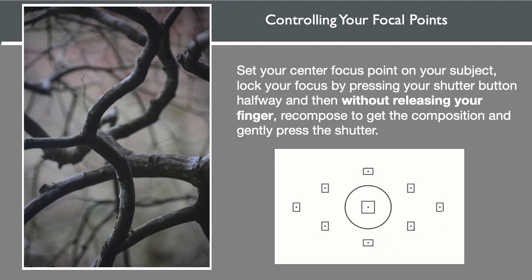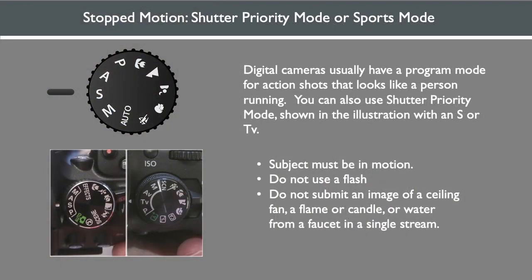You can also turn on manual focus if you need greater control. For taking stopped motion photographs, try shutter priority or sports mode on your DSLR. Digital cameras usually have a program mode for action shots that looks like a person running. Be sure you have ample lighting so you can get a fast enough shutter speed.